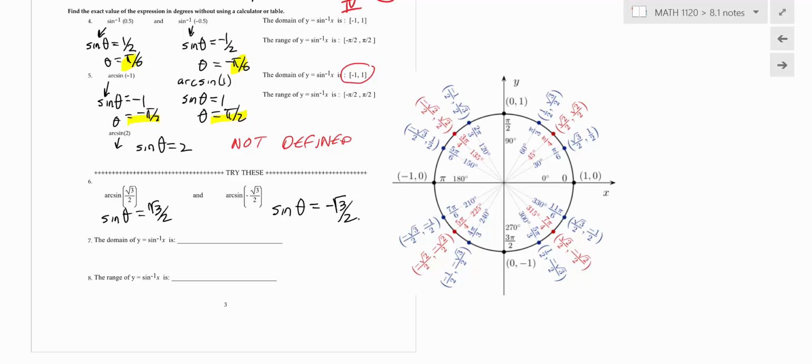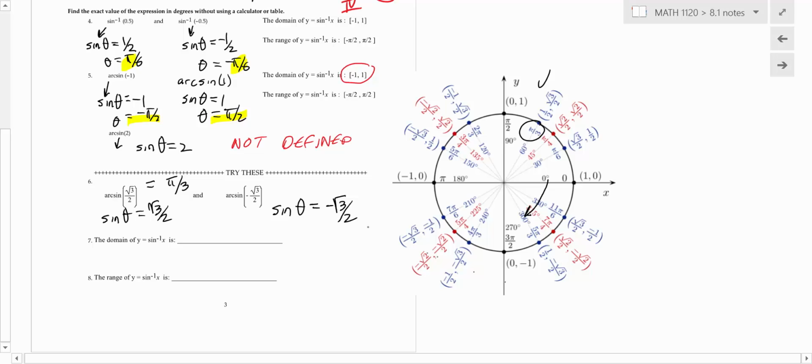When you're down in this quadrant, you have to give me the negative answer. So that's the thing that students often do not do well with in this problem. So the answer to this one is pi over 3, okay? And then the answer to this one, you've got to go clockwise. So that's going to be negative pi over 3 like that. Okay, you guys solid on that?